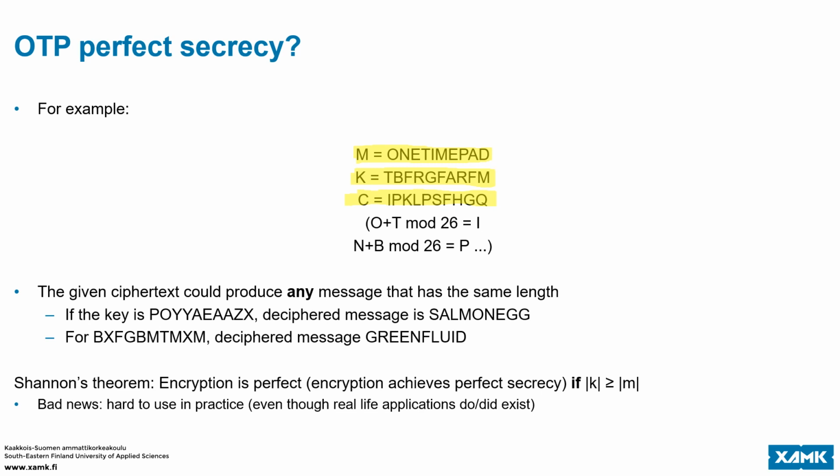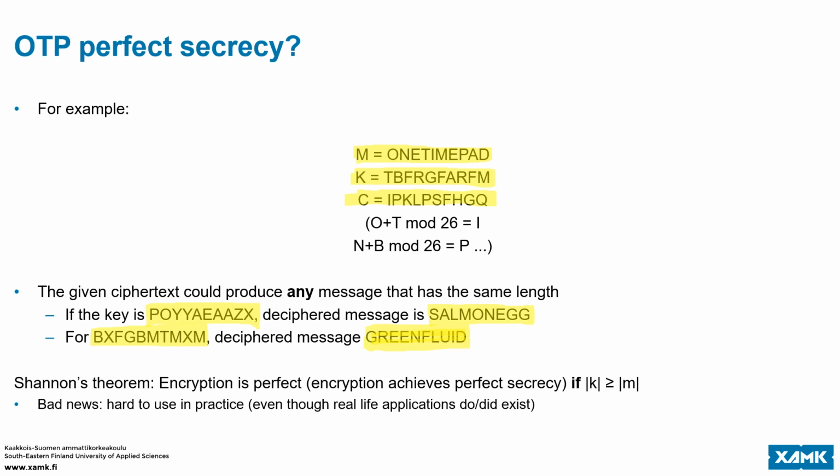If we used this as the key, the deciphered message would read salmon egg instead of one-time pad. Or if we used another possible key, the deciphered message would read green fluid instead of one-time pad. So just guessing what the key is doesn't reveal anything about the original message, and this is what makes one-time pad a perfectly secure cipher.